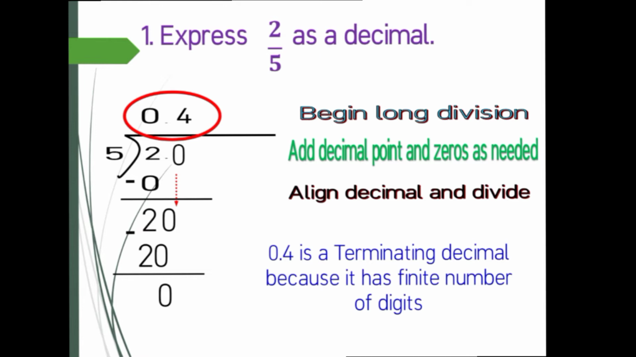So, 0.4 is a terminating decimal because it has finite number of digits. So, pag sinabi po nating terminating decimal, natatapos po siya at pwede po natin mabilang kung ilan ba yung digits na nasa kanya. So, yun po yung terminating decimal. Let's have another example.